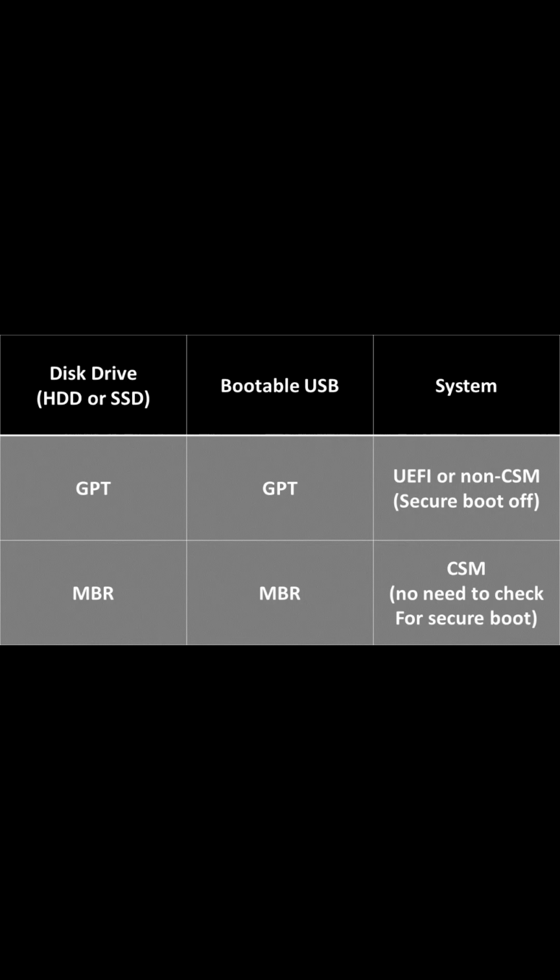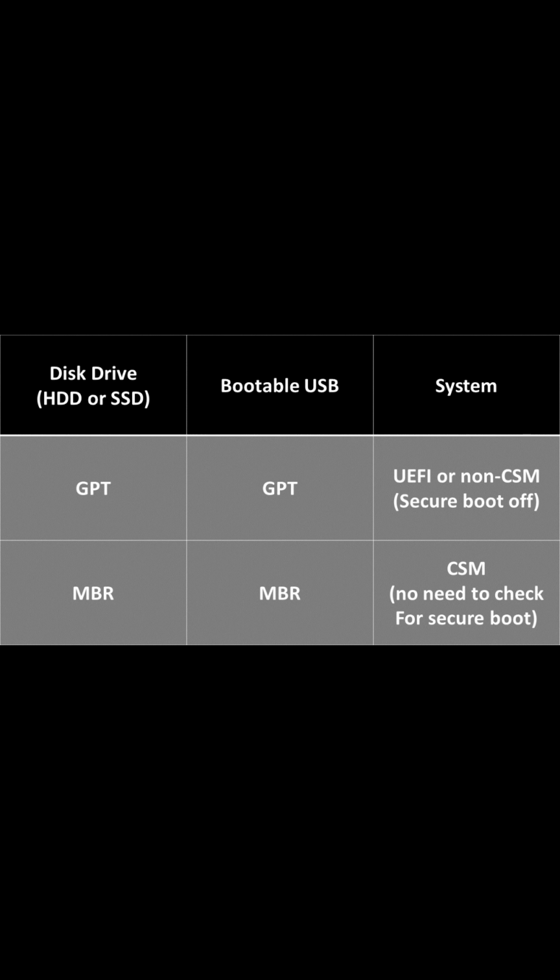So basically there are three things. The first thing is your disk drive, either a hard disk drive or an SSD. Then there is the bootable USB that you created using software like Rufus or any other software. And the last thing is your operating system. These three things should be in sync to install any operating system. First of all, your disk drive, your hard disk, your storage, should be in the same partition scheme as your USB.